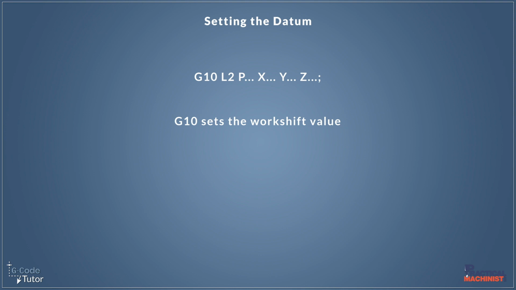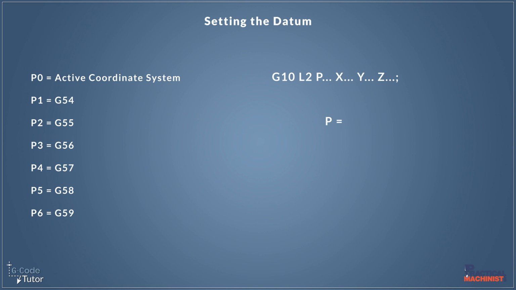So the G code G10 sets the work shift value. Also on this line of code, we would include the L2 command, and this tells the G10 that we're setting the standard work offsets. Now the P value in G code programming often has many different uses. So in this case, the P value sets our datum. If we're using P0, this sets our active coordinate system, the one that's already live in the machine.